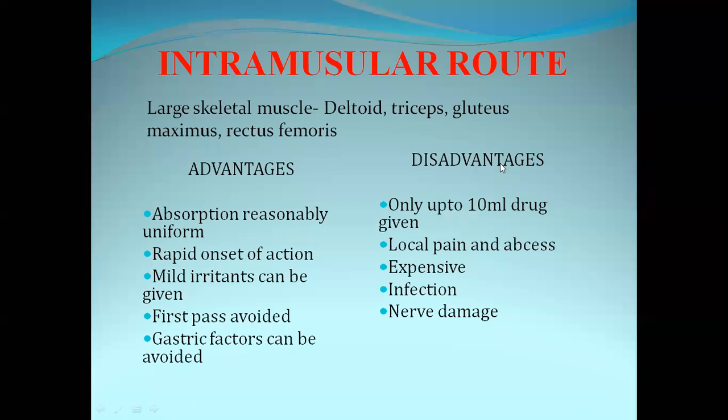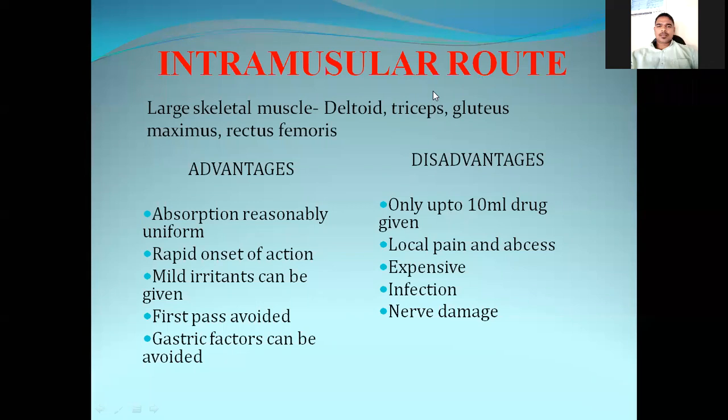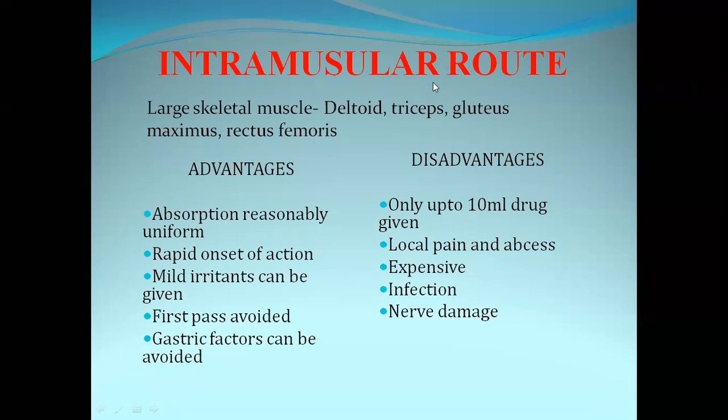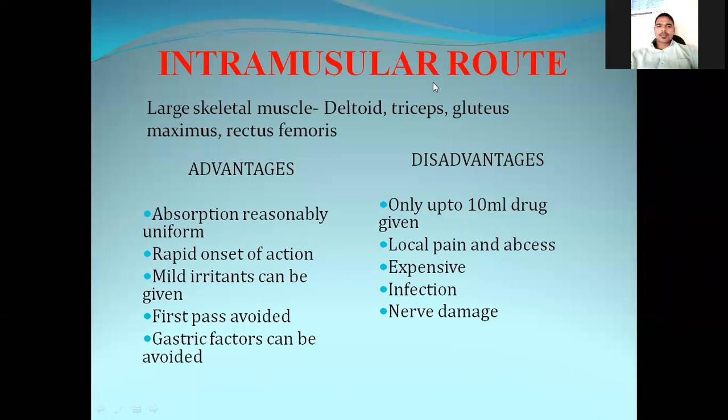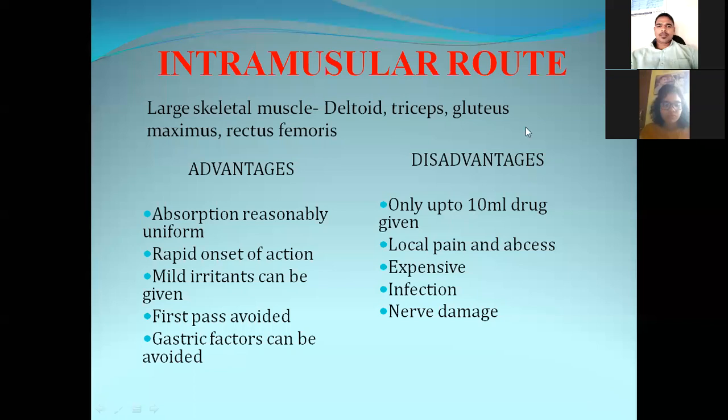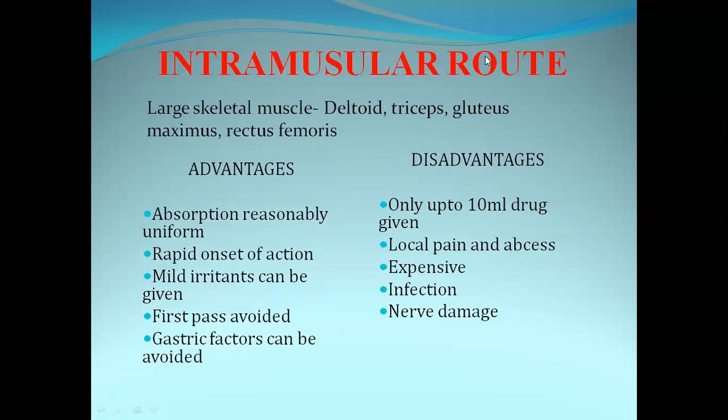Okay, coming to the advantages and disadvantages of the intramuscular route. Advantage: absorption is reasonably okay. Remember the last slide on the intravenous route? I said that absorption is not present only for the intravenous route. Whereas here absorption is present, but it does not take as much time as the oral route. If an oral dosage form requires 10 minutes for absorption, the same drug given by the intramuscular route requires less time. Okay, the absorption of the drug administered by the intramuscular route is reasonably okay.